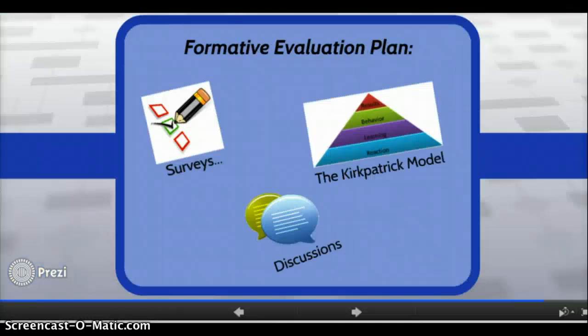How do I intend to evaluate my evaluation? Using the ideals associated with the Kirkpatrick model, I will continually evaluate my unit throughout. I plan to use student surveys, one-on-one discussions, and other forms of student reflection to evaluate my unit.